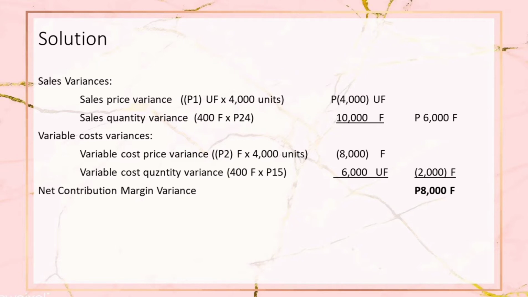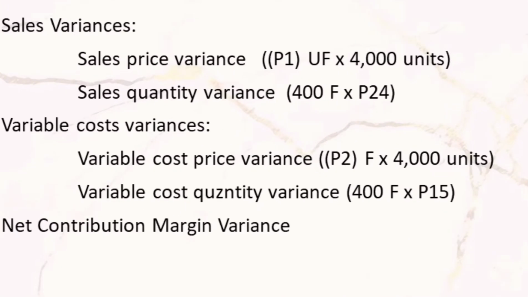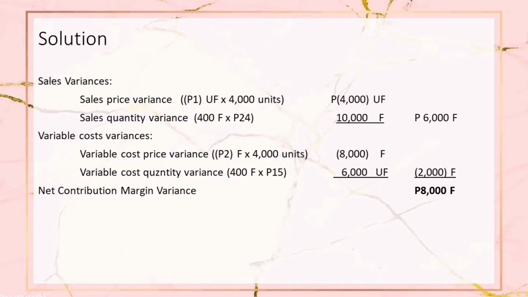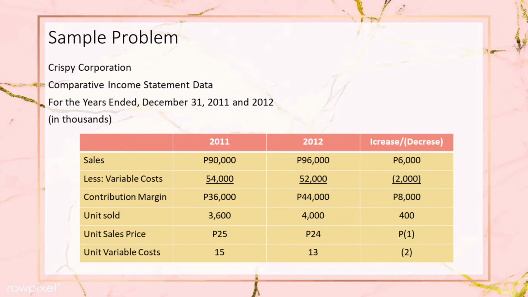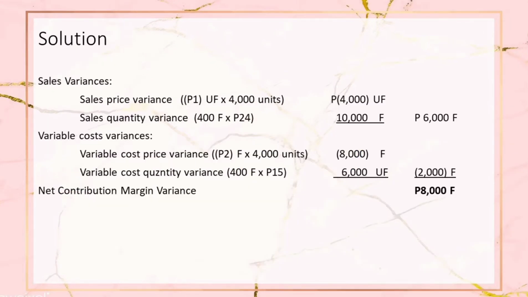So, now, let's proceed. We'll get the variable cost variances. To get the variable cost variances, just deduct the variable cost price variance and the variable cost quantity variance. So, to get the variable cost price variance, just multiply the difference in the unit variable cost in 2011 and 2012 by the units sold in 2012. So, we have the difference in the unit variable cost of 2 pesos, multiply it by the 4,000 units in 2012. So, we get the 8,000 favorable variable cost price variance.